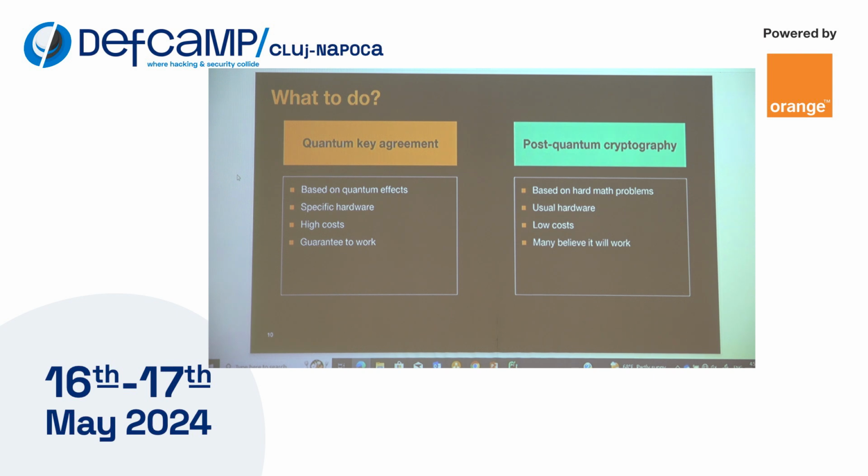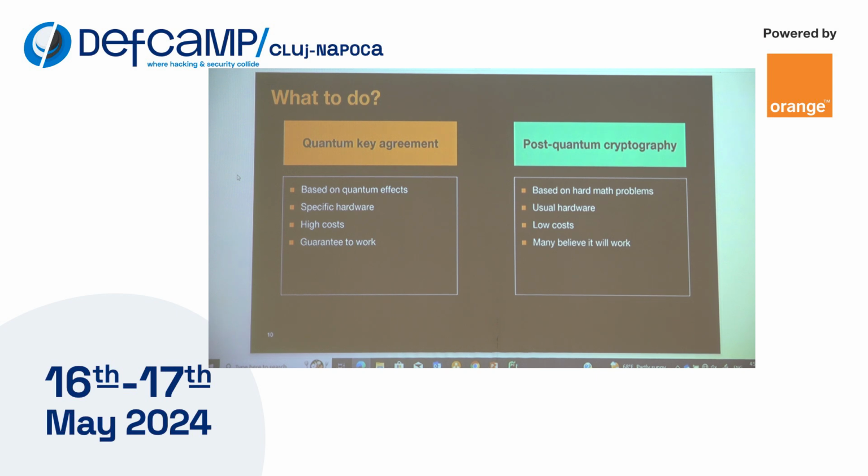The first solution is based on quantum key agreement. These are quantum protocols based on quantum effects, like entanglement and so on. They require specific hardware, high cost, because that hardware costs a lot, but it's guaranteed to work. So quantum key agreement protocol, it's guaranteed by physical laws that cannot be changed by the attacker or a legitimate party. It's guaranteed that it's safe.